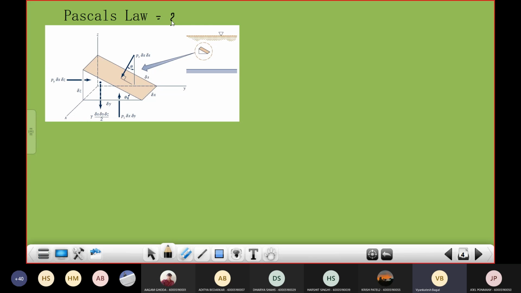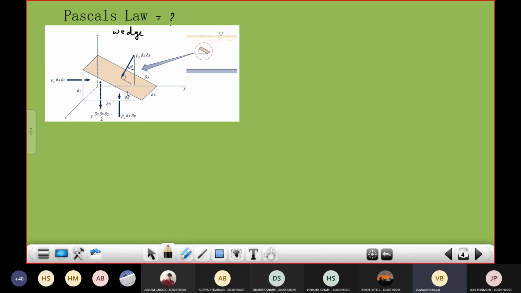So consider an element of wedge shape. This is a wedge shaped fluid element from the static mass of fluid, like this free surface. So I am taking any element from the static fluid at this particular location. You can choose any other, and the shape of this fluid element is like a wedge, right? Of course you can use any other shape also, but still Pascal's law is valid for that.